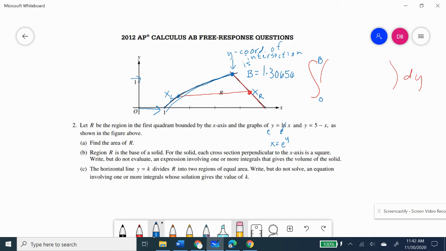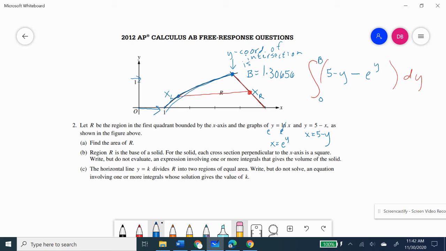For the line, add the x over, subtract the y over. So the right x coordinate is the line, 5 minus y, minus the left x coordinate, e to the y. Now you have to still solve this integral.